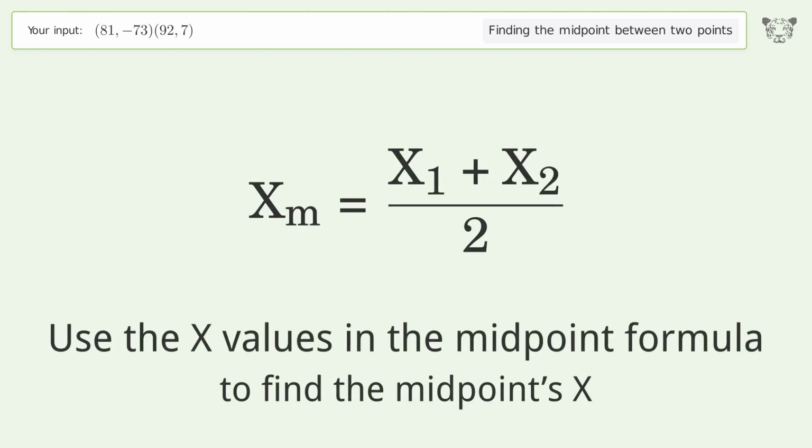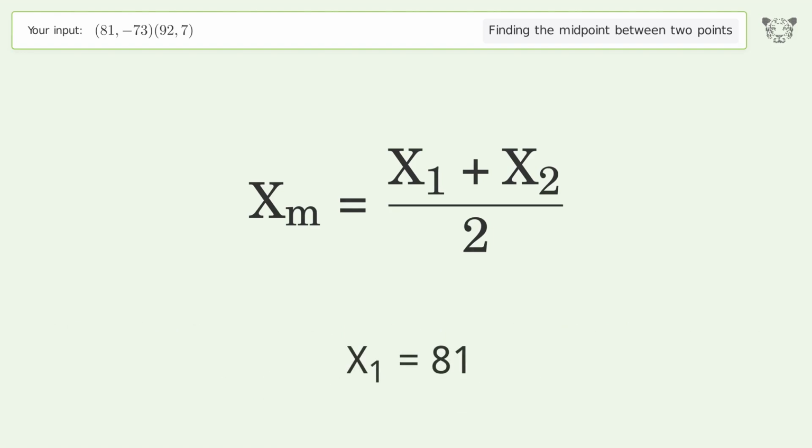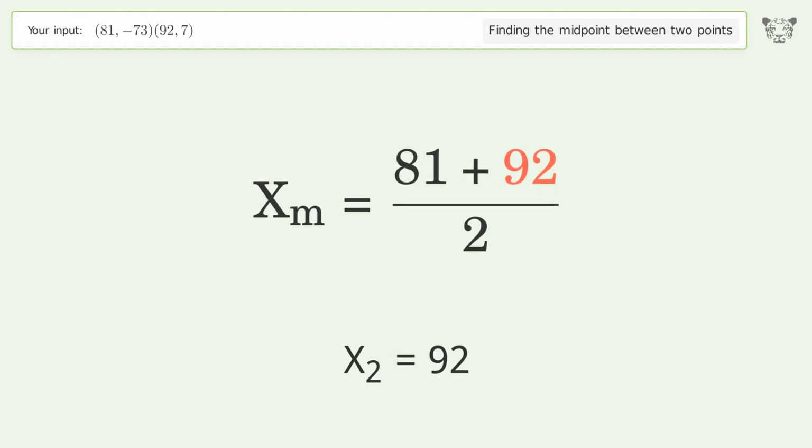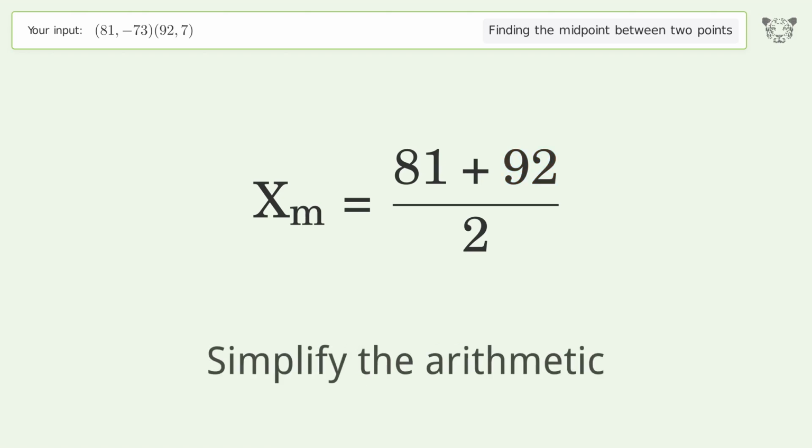Use the x values in the midpoint formula to find the midpoint's x. x1 equals 81. x2 equals 92. Simplify the arithmetic.